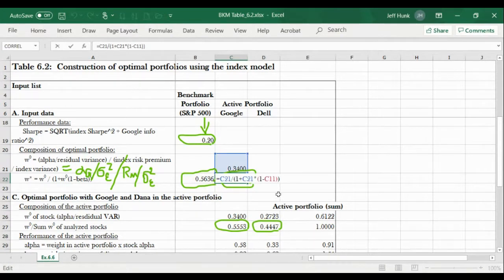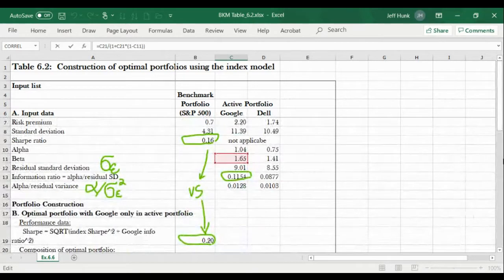So that's exactly how the adjusting for beta is. Weighting the optimal portfolio weight of Google in the optimal portfolio, 1 plus weight of Google times 1 minus C11, is what? Google's beta. C11 is Google's beta, right? Of course, Google's beta was calculated by regression, right? Of course, they were.